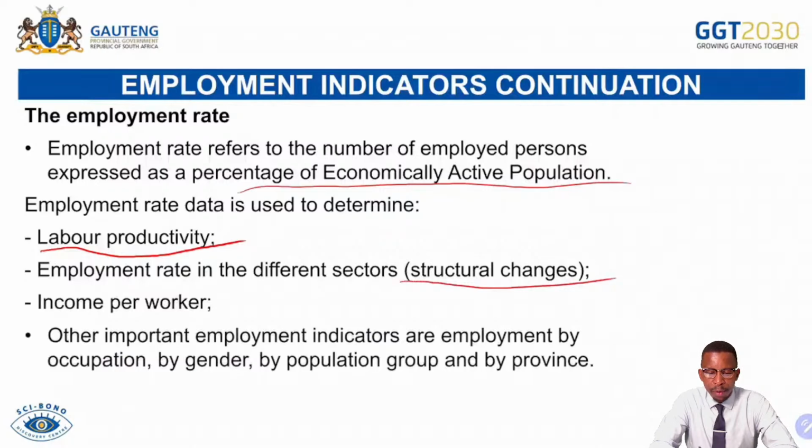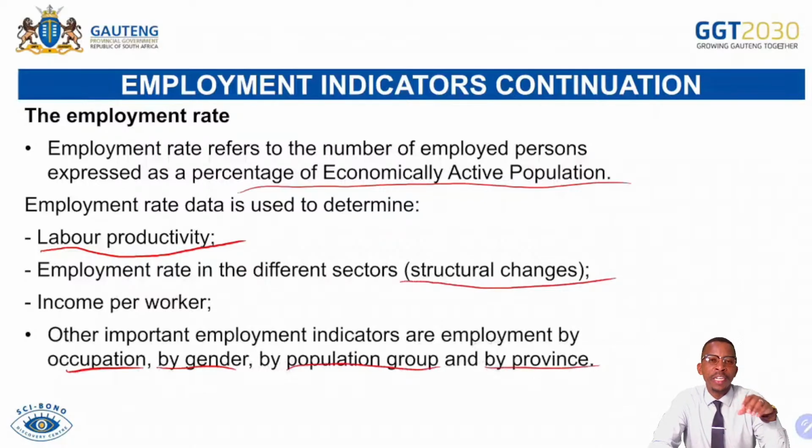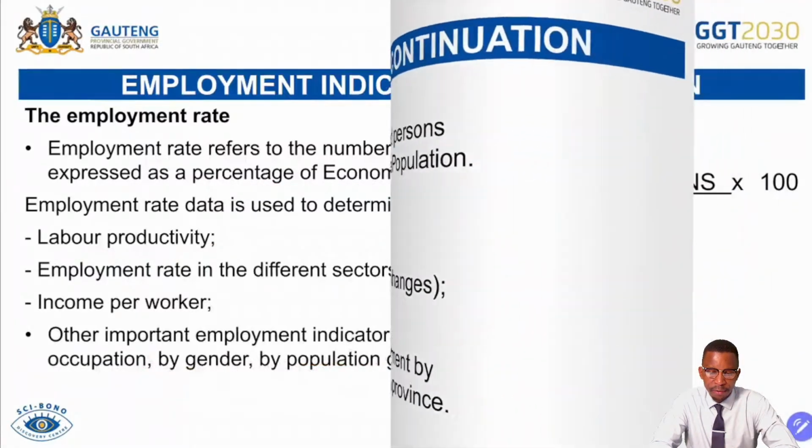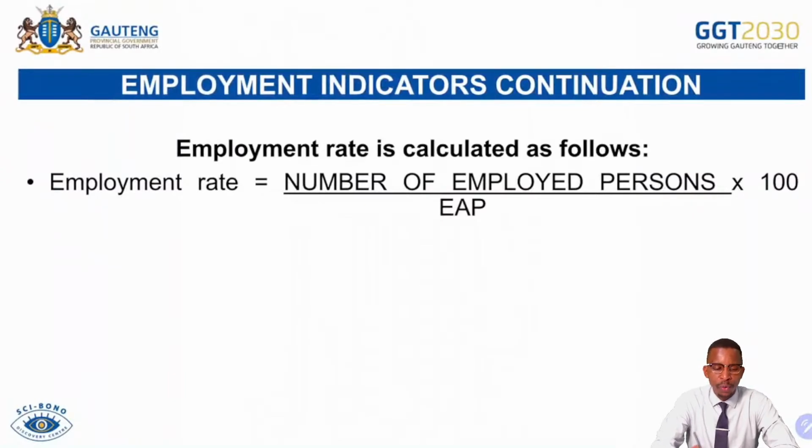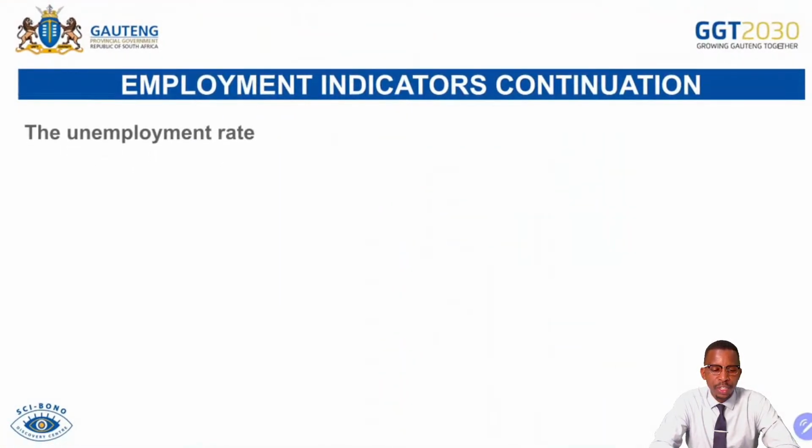And then other important employment indicators are employment by occupation, employment by gender, by population, and by province. So that's when we get information across the country to say how much of this gender is employed, how much of this gender is unemployed, and then by population, also taking what we call the ethnic group, and then also checking the province that is employing more or fewer people. So you can come across that data if it's a data response under your indicators. Then employment rate is calculated as follows. We say employment rate equals number of people employed divided by economically active population multiplied by 100, then we discover the employment rate. We continue with the unemployment rate.